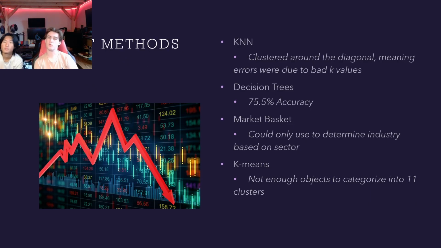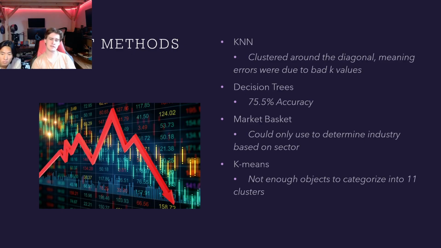And now for our worst methods, we have KNN. KNN didn't really work. The values kind of clustered around the diagonal because we didn't have very good K values at all. For decision trees, it had decently high accuracy, but the decision trees were very small, so it didn't tell us very much, even though the accuracy was decently high.